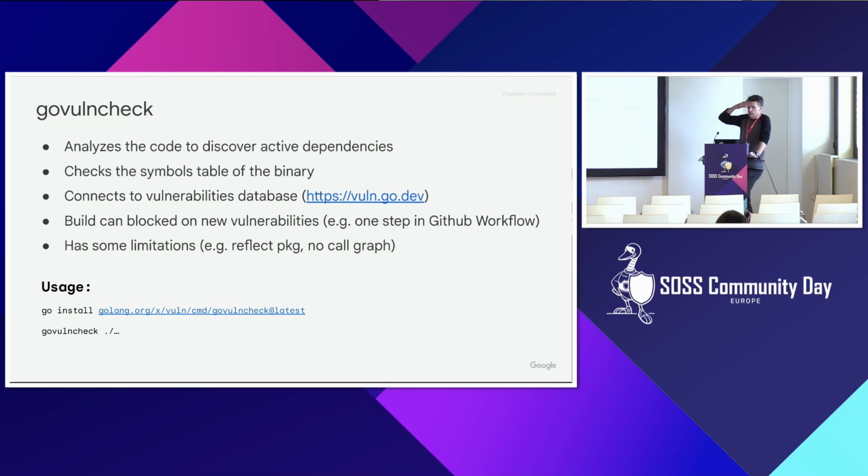It has some limitations. Basically, in Go, there is this reflect package, which is, in a way, bypassing the type system. And sometimes if you use it, the tool is not able to detect it, and also is not able to build a very comprehensive graph of the dependencies. So basically, this is how you use it. It's a simple binary. You can pick it up, and if you want to scan something, you just start it as a binary.